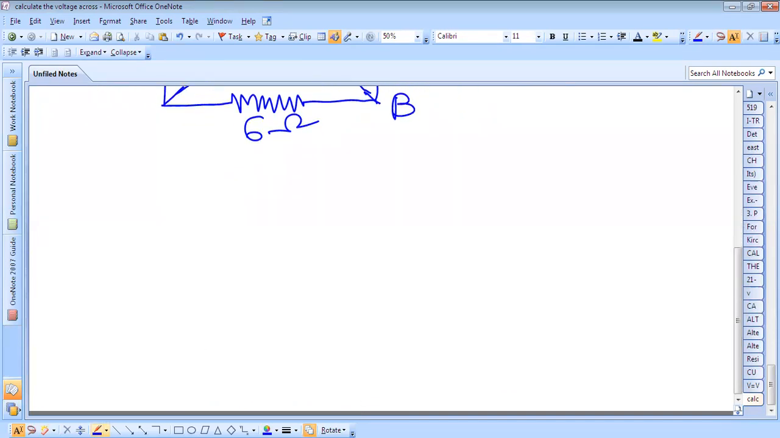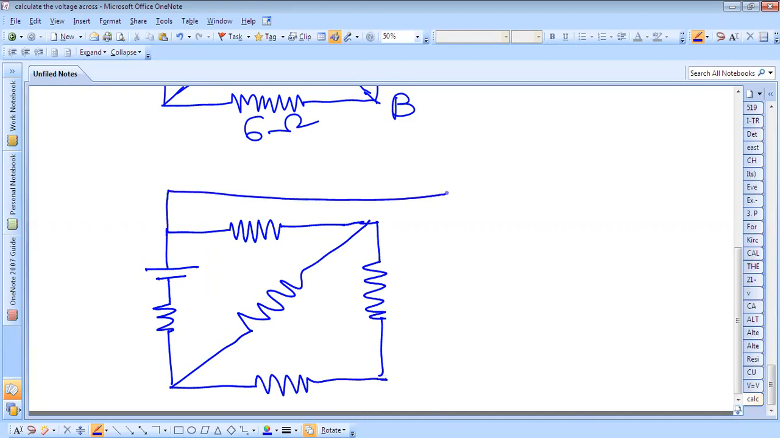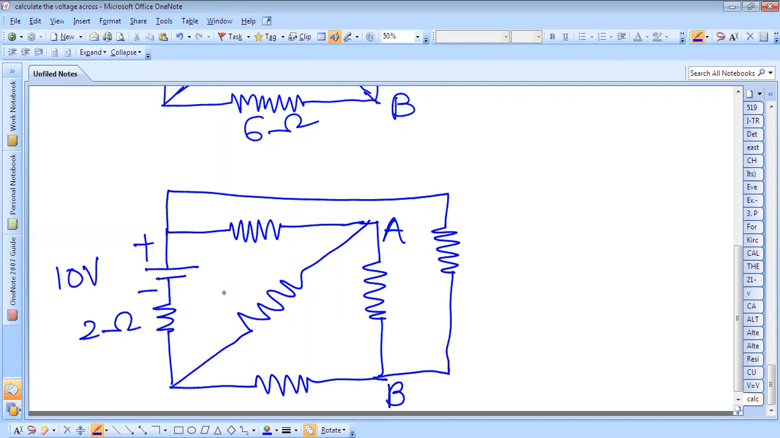We'll simplify it a little bit. This example we can write like this. I can draw the above circuit like this also.